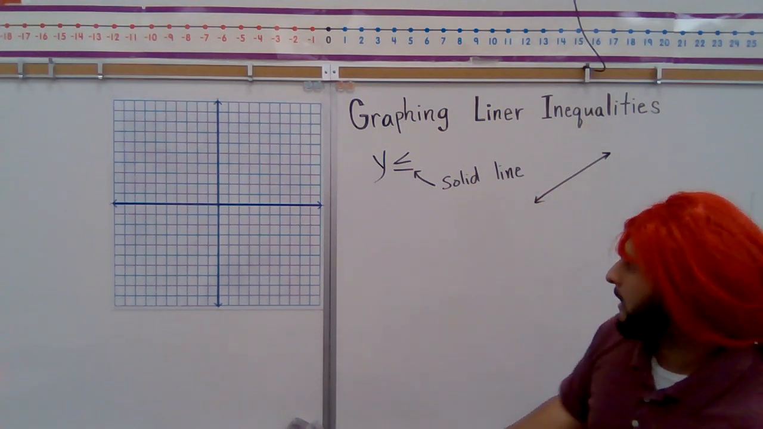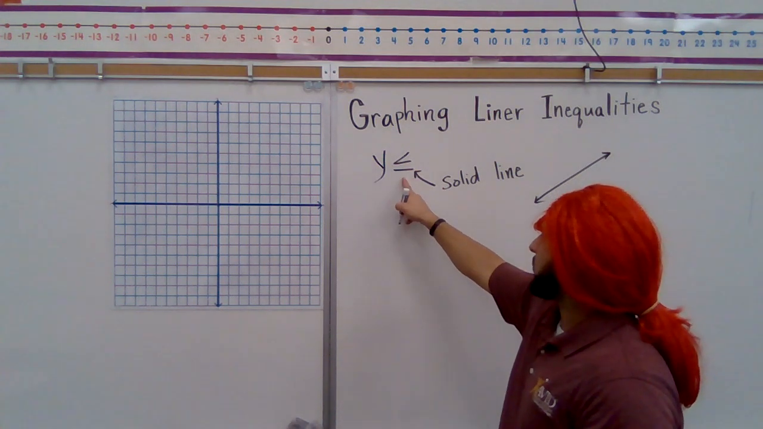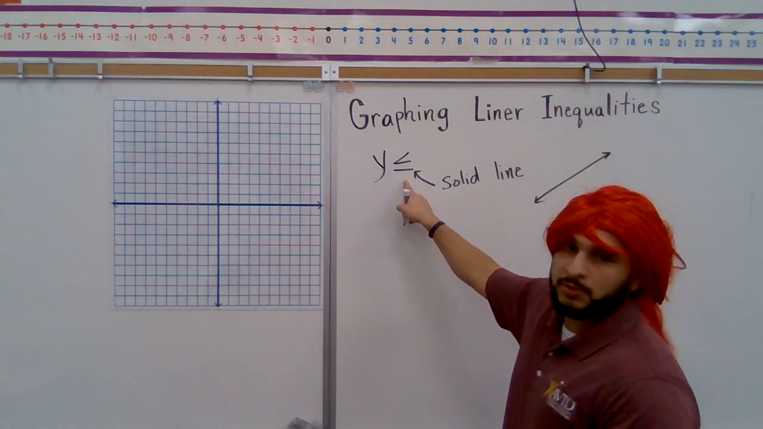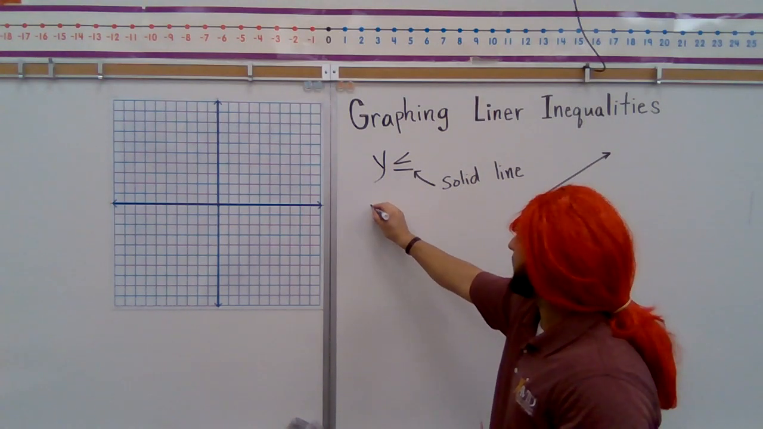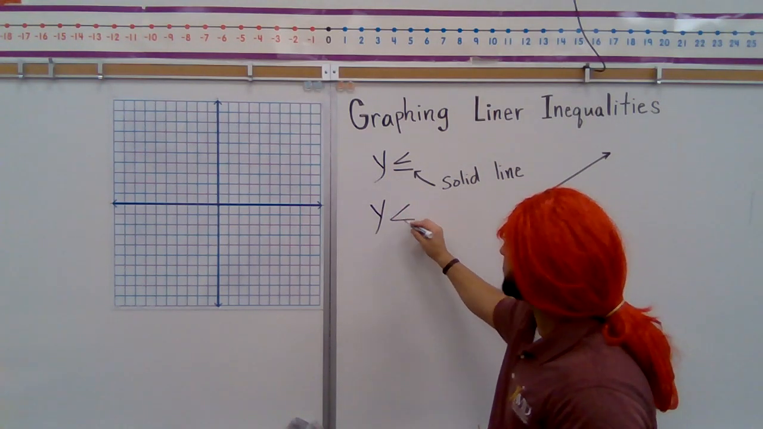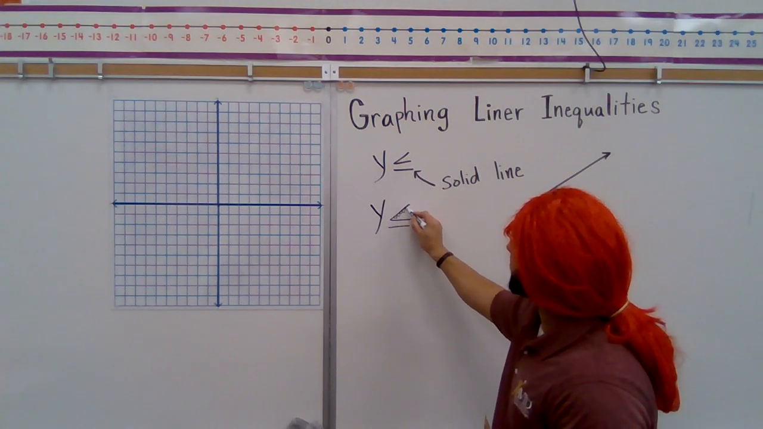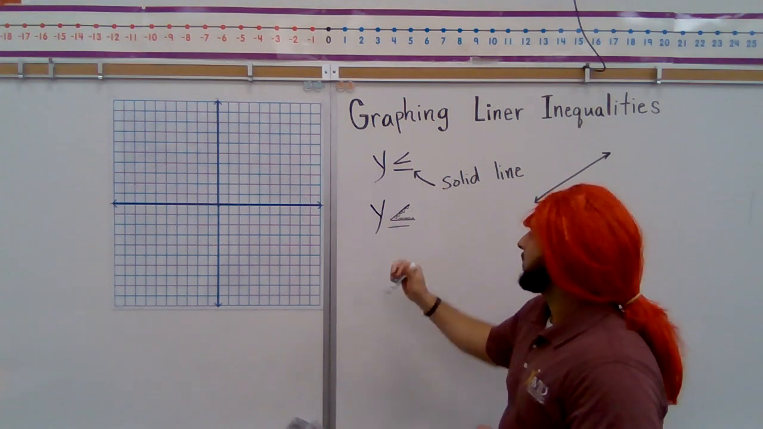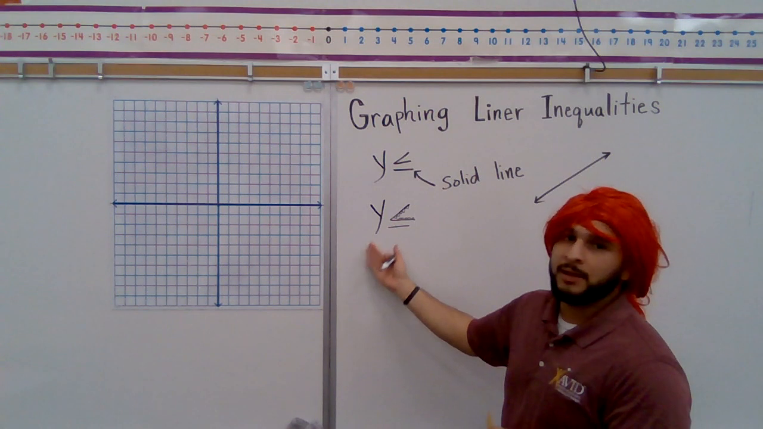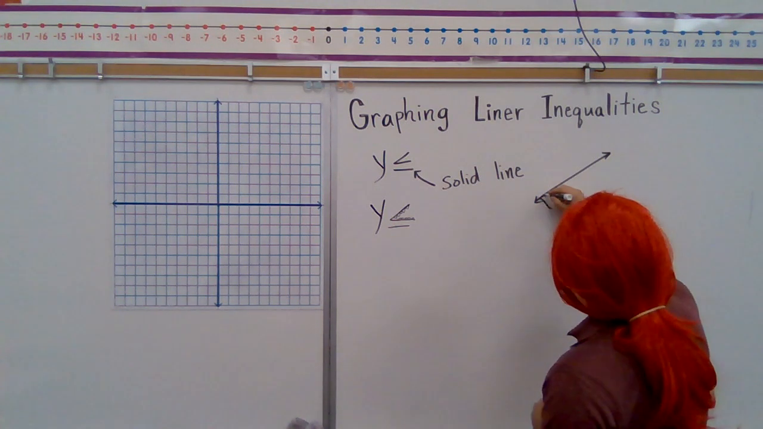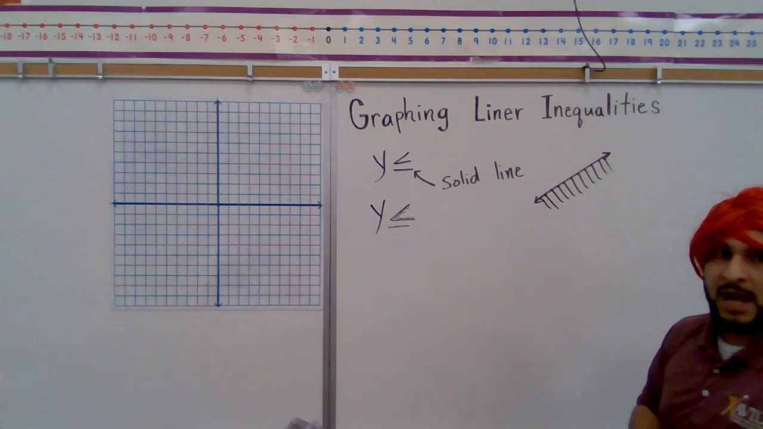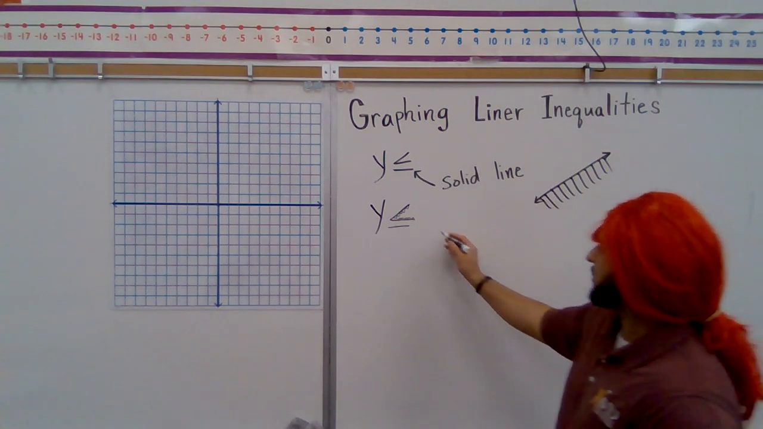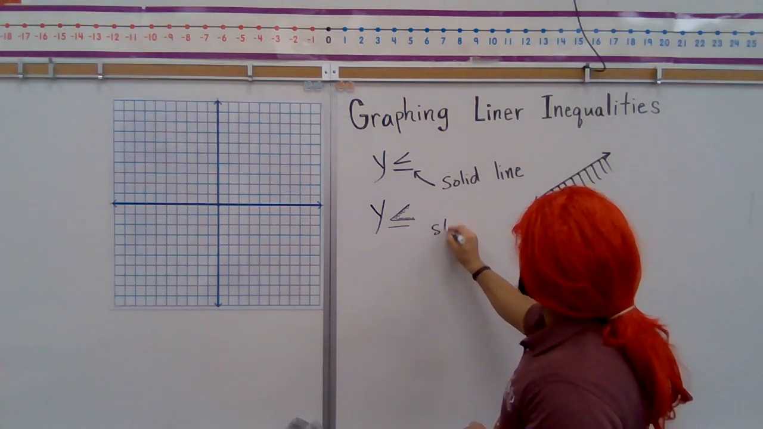Now if your symbol is less than or equal to, like this, or in other words, if the alligator is not eating the y, pretend this is an alligator, then you are going to shade the bottom. And I like to shade by doing hash marks, kind of like that. So this means shade the bottom.